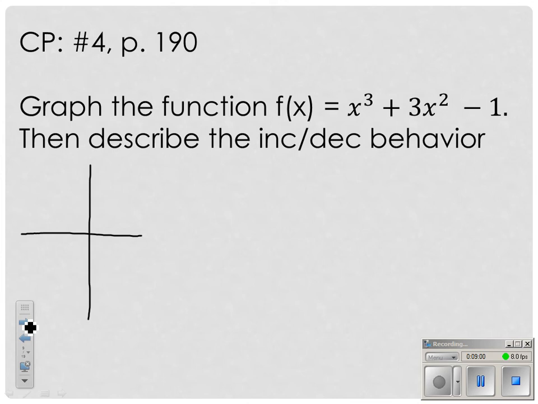I found a few points just by plugging in and evaluating. 0, -1 was a point. 1, 3 was a point. I ended up with 219, so it really shot up here. I had -1, +1. I had found -2, +3.